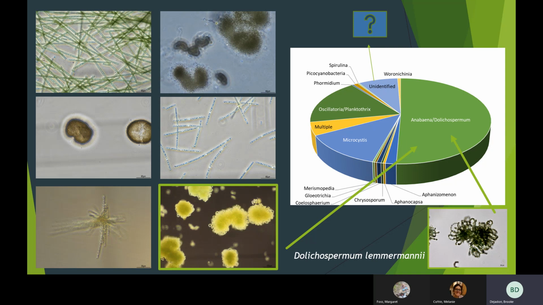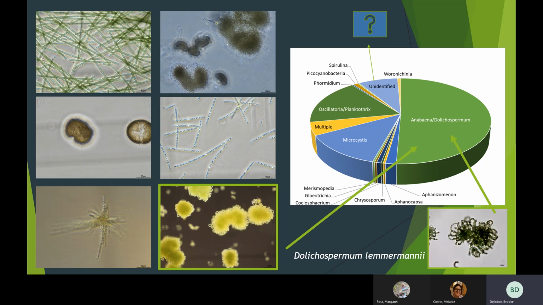But Dolichospermum lemmermannii, again, is the most common. Under dark field, you can see it's kind of yellow, but under just regular compound light, these are very dark coiled filaments that kind of bunch together, that can also appear kind of separated too. So this category of Dolichospermum itself can look very different.